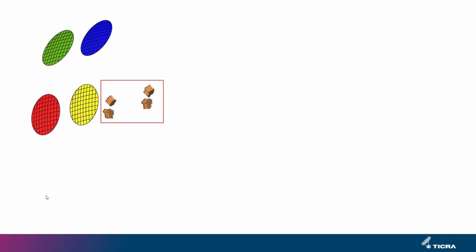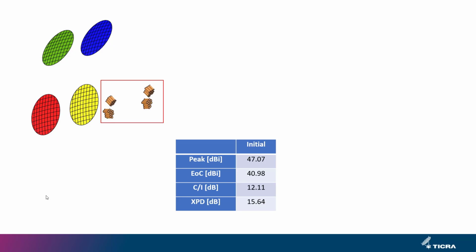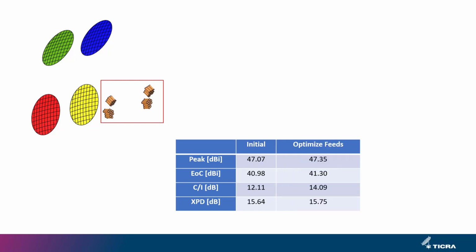And the initial performance is shown here, where the worst performance for any of the green or blue beams is shown. We start with a peak directivity of just over 47 dBi, an edge of coverage of almost 41 dBi, a C over I of just over 12 dB, and an XPD of a little more than 15.5 dB. Then we optimize the feeds in Tigra Tools to get improved performance that we see here. We get a slight increase of the edge of coverage, a substantial 2 dB increase of C over I, and a small increase of the XPD. So by optimizing the feeds alone, we have improved the antenna performance.